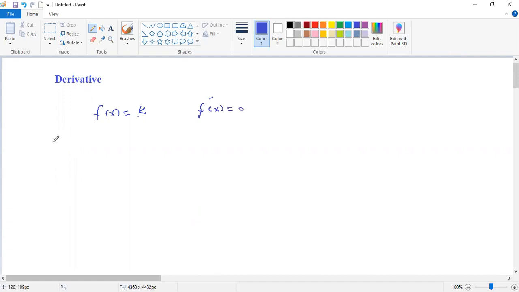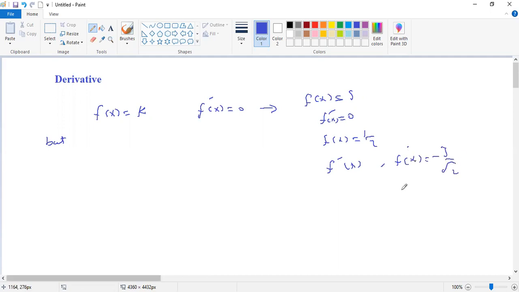But in the first explained video, like I said, f of x equal to 5, for example, so f prime of x is equal to 0. Or for example, f of x is equal to one half, a constant. The output is always one half, so f prime is equal to 0. Another example: f of x is equal to negative 3 over radical 2, so f prime is equal to 0.